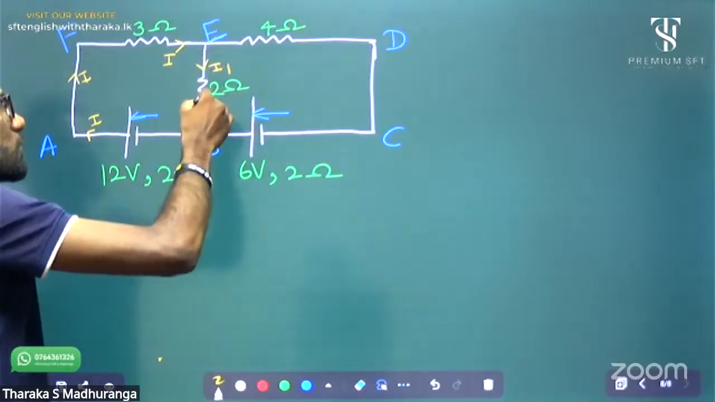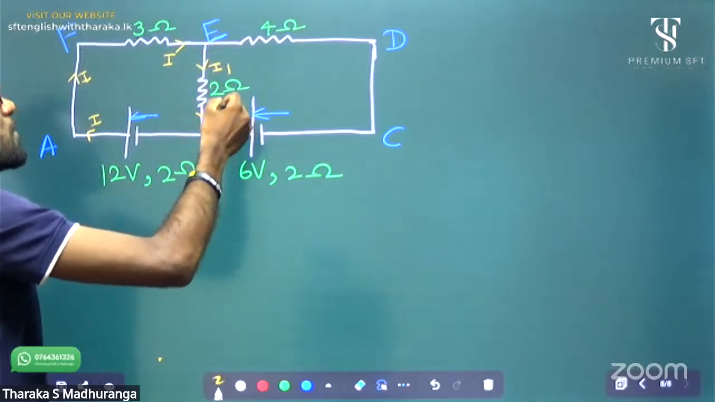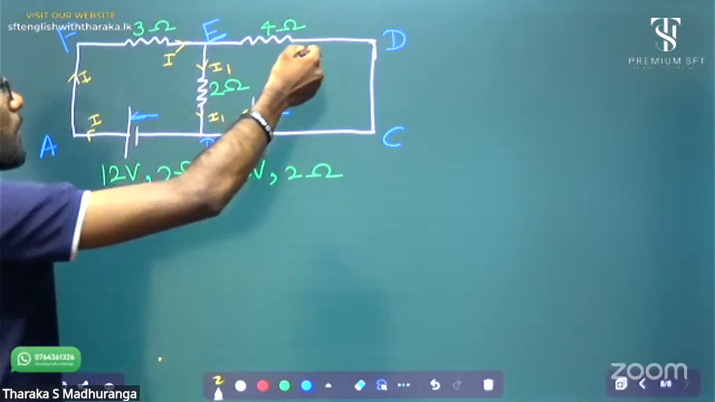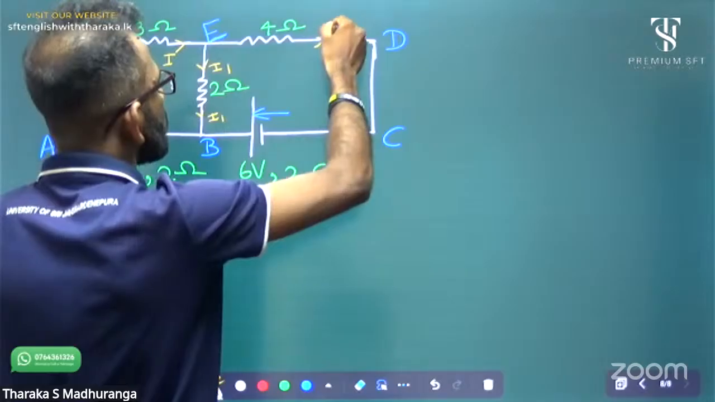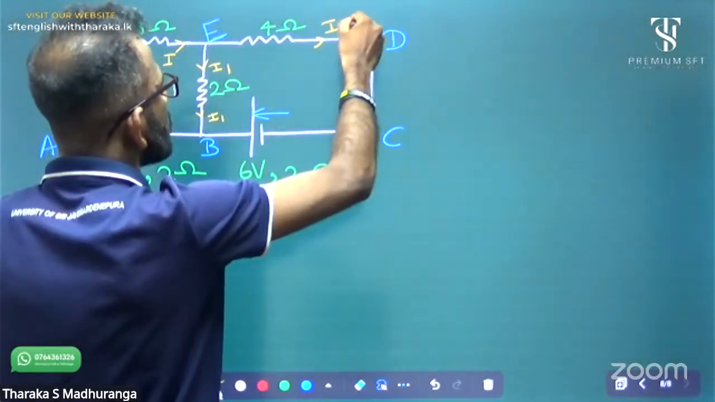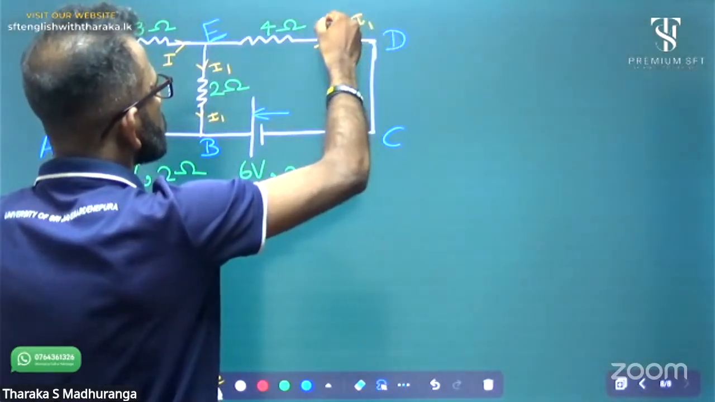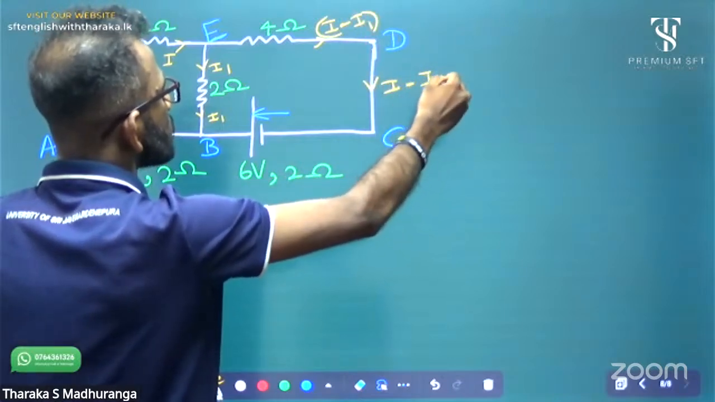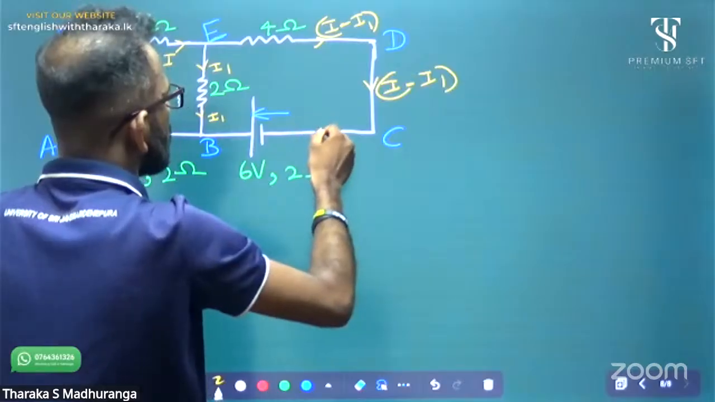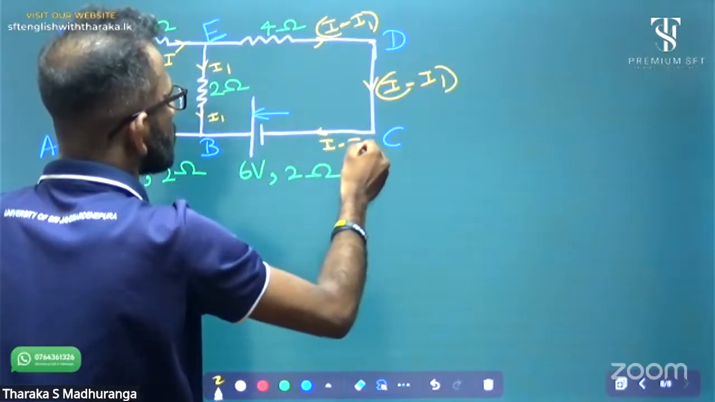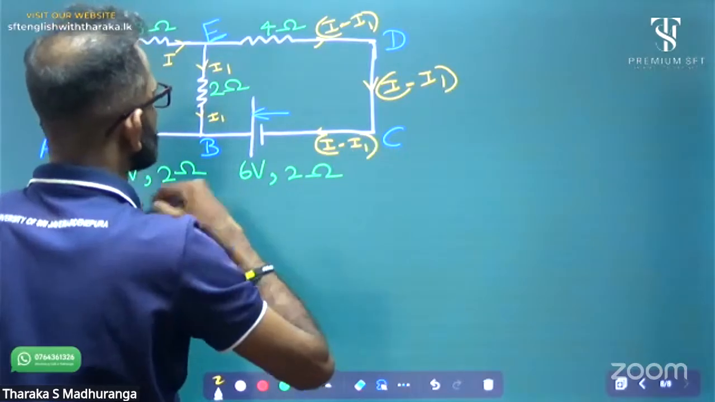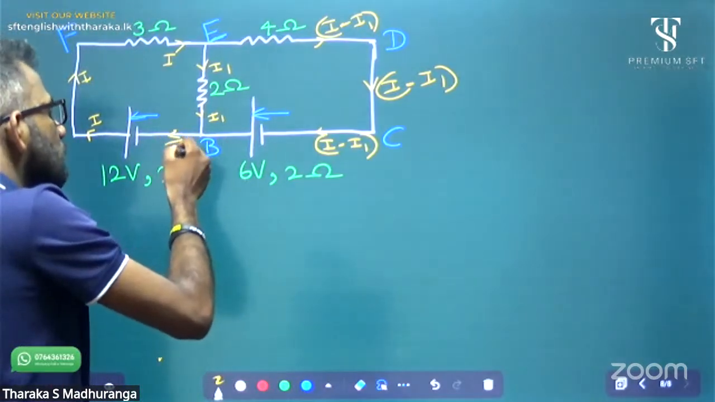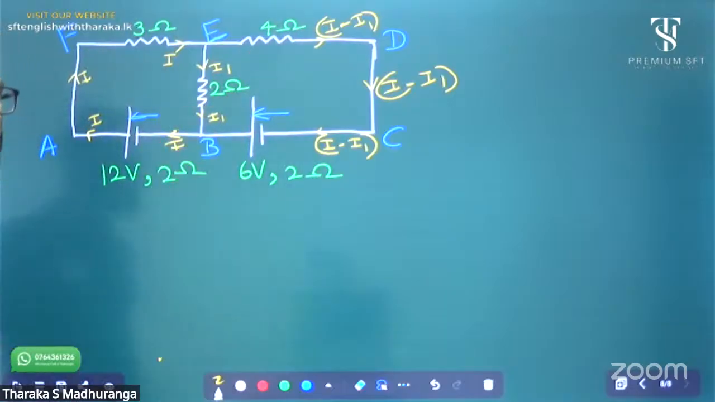I1 flowing through this path. Then if it is I1, what is the remainder? I minus I1. Clearly note down the current I minus I1. And again, the current I flows through this part.